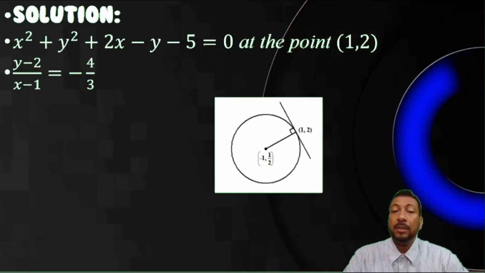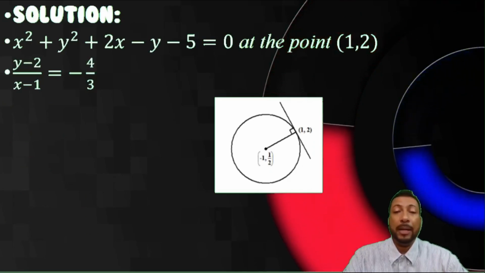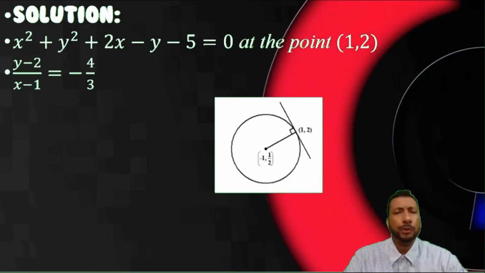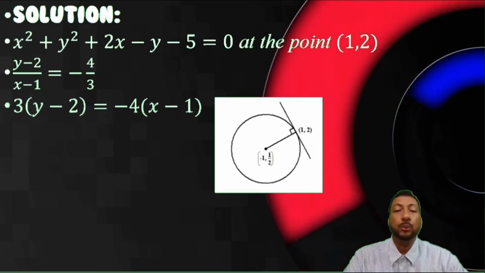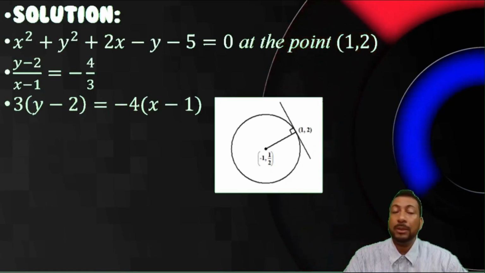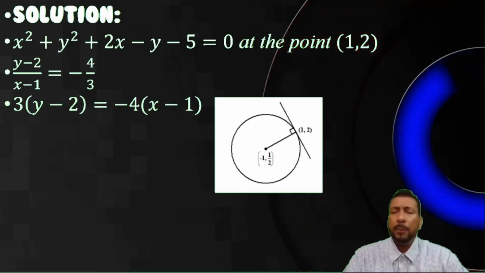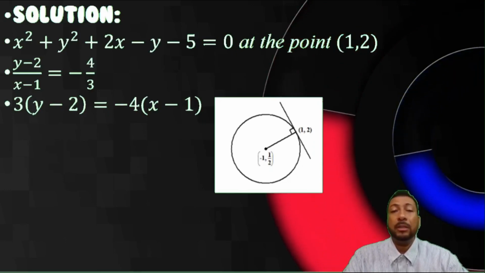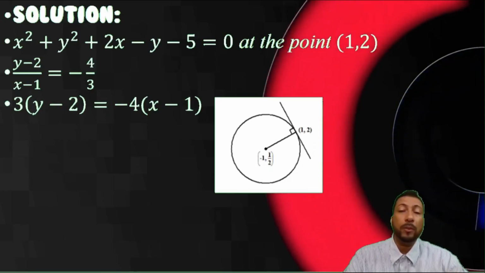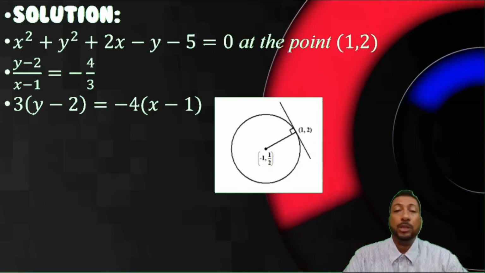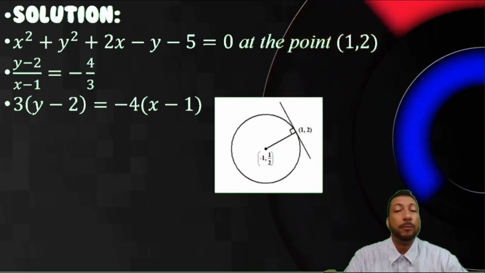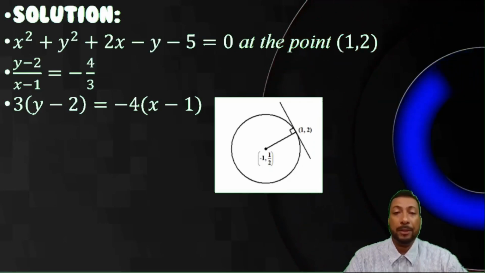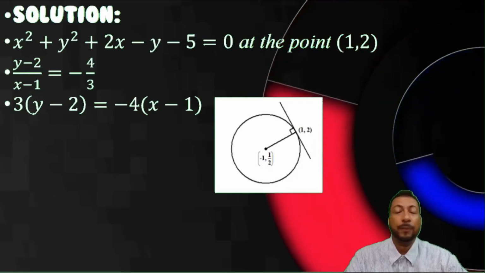Next, in solving this, I cross multiply both sides of the equation. So I'll have 3 times y minus 2 is equal to negative 4 times x minus 1. Please note, I could have carried the negative with the 3 over to the left-hand side. It was just my choice to keep it with the 4. It doesn't really matter. In the end, you'll get the same answer.